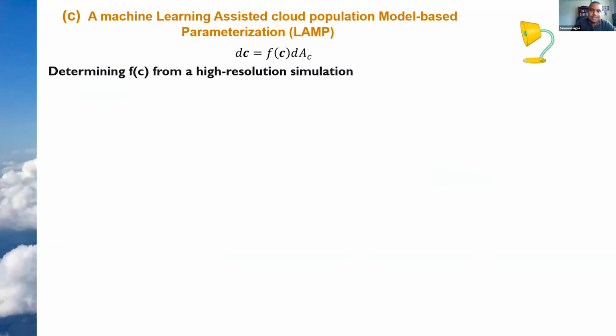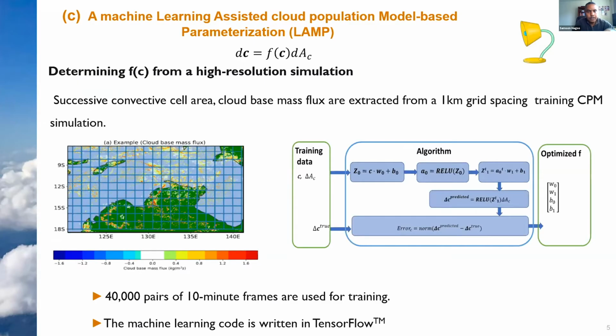Then you could generalize and develop a machine learning assisted model. We call this LAMP, learning assisted model for parameterization. The idea is you take a 1 kilometer grid spacing simulation and you make grids of 25 kilometers square, for example, in this case, and get the cell size distribution represented by C, and its evolution. Then you train an algorithm with that data. But your goal is to get that FC.